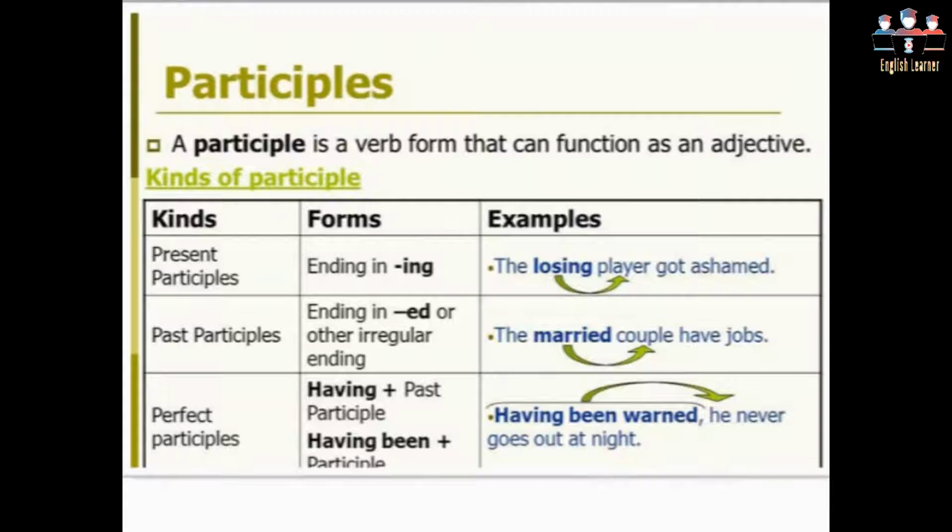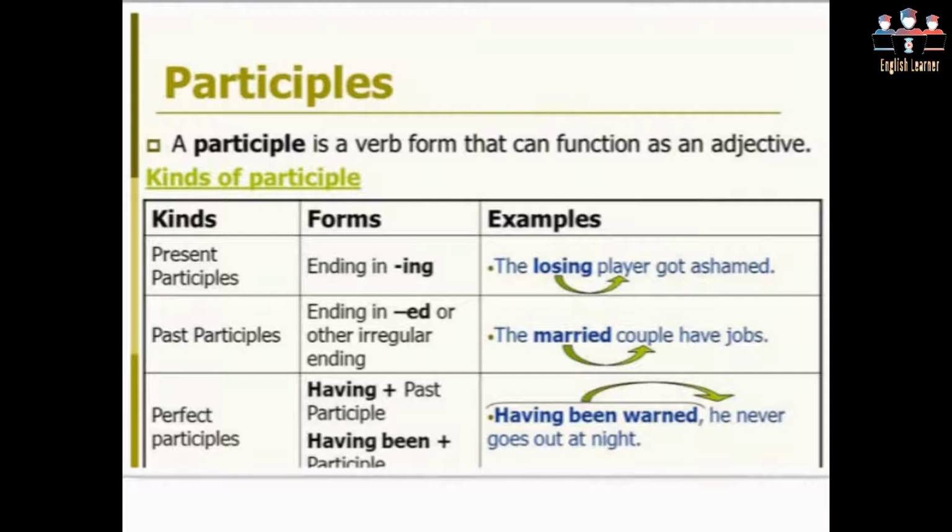Now students, in verbal categories we are going to study participles in second position. What is a participle? A participle is a verb that can function as an adjective. How is it going to act as an adjective? It sounds very clear. Let us see from examples.